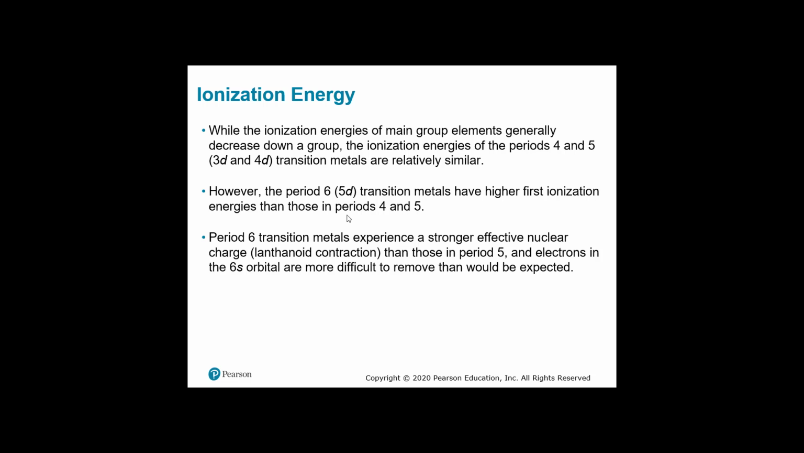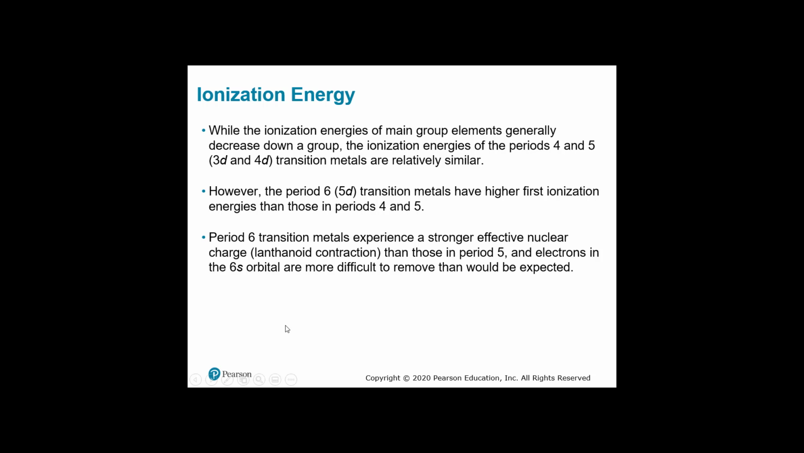When we look at period 6, which is 5d, these transition metals have higher first ionization energies than those in periods 4 and 5. That is because of the lanthanoid contraction, which has to do with the atomic radius. Remember, the atomic radii of 5d transition metals are similar to the radii of 4d transition metals. Period 6 metals experience a stronger effective nuclear charge because the 4f orbitals do not shield as much. So electrons in the 6s orbital are more difficult to remove than would be expected.